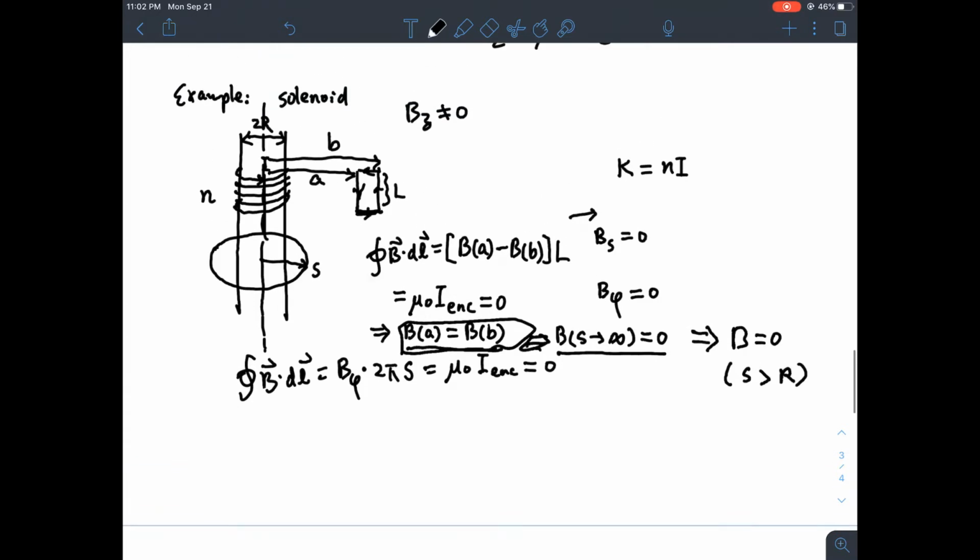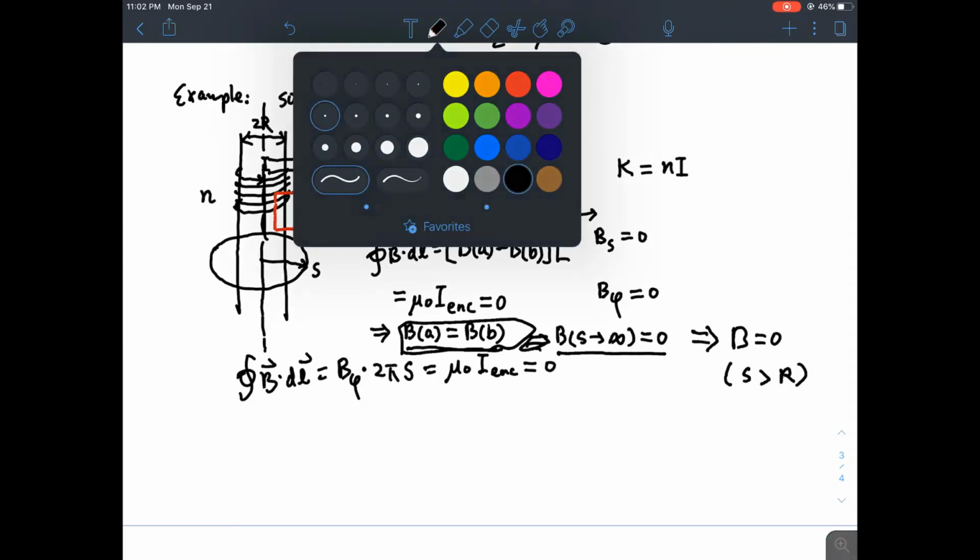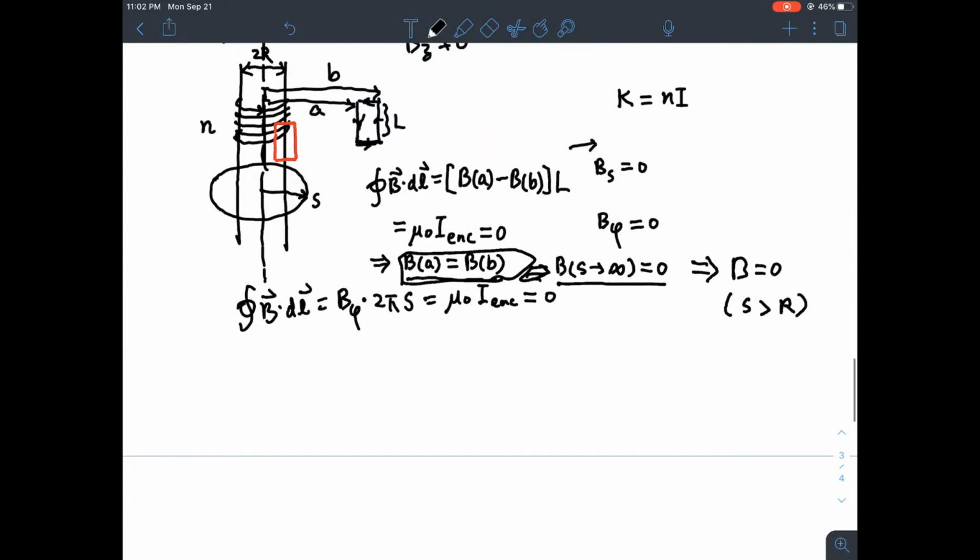Okay, so then how about the inside? To do the inside, we also define a loop that straddles the surface, so half of it is inside and half is outside. Then we also calculate this line integral here.